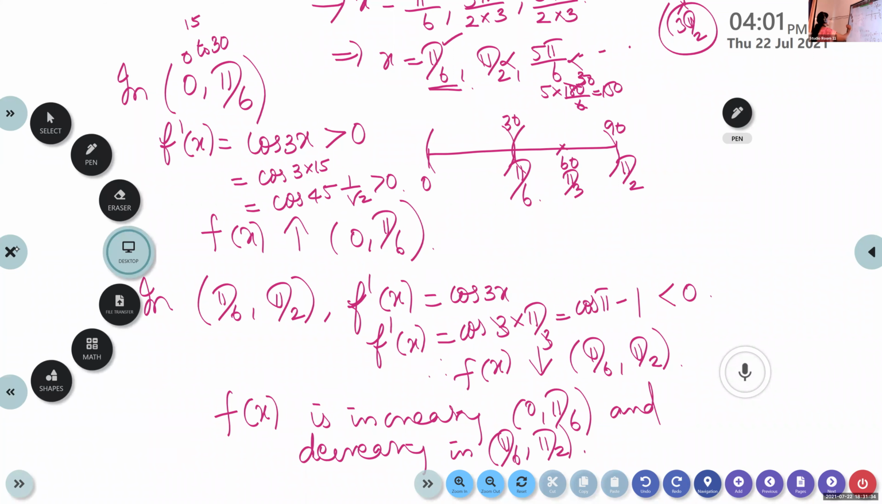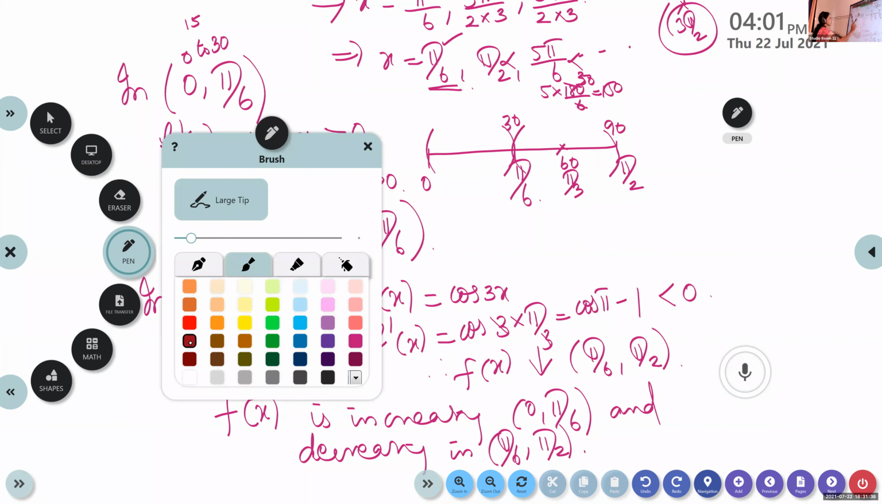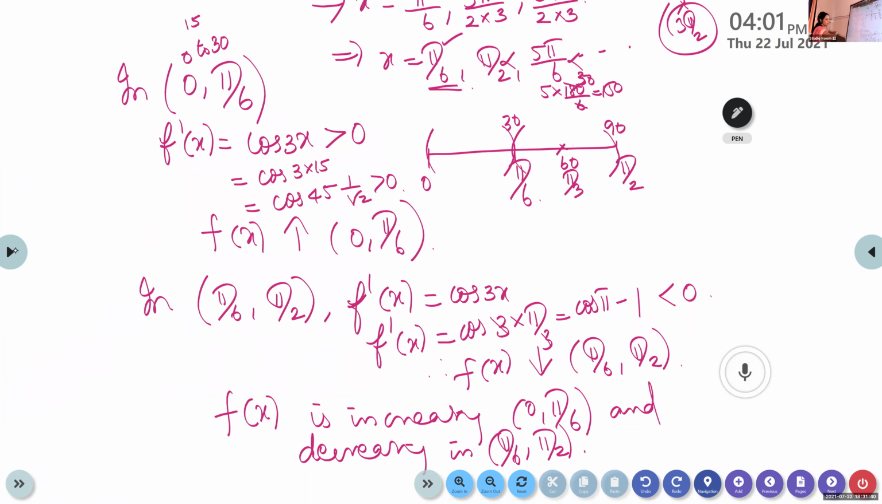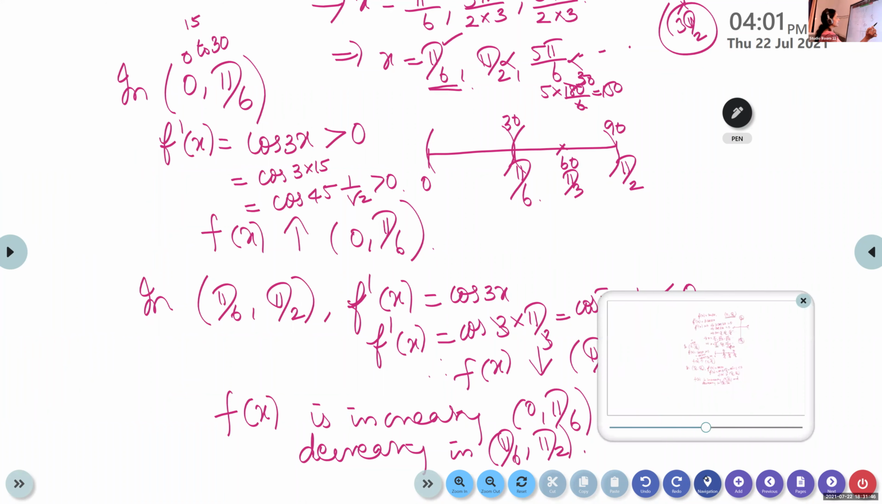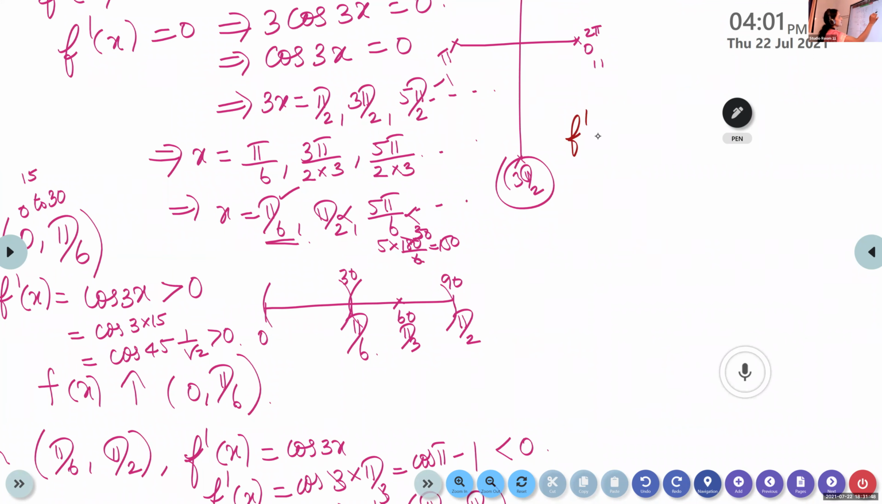So the first question may be like this. Some sample questions are there. Once I send the sample questions, you will understand. So the first part will be like this: f dash of x is, okay, 4 options will be given: cos 3x, 3 cos 3x, 3 sin 3x. Okay, 4 options will be given.